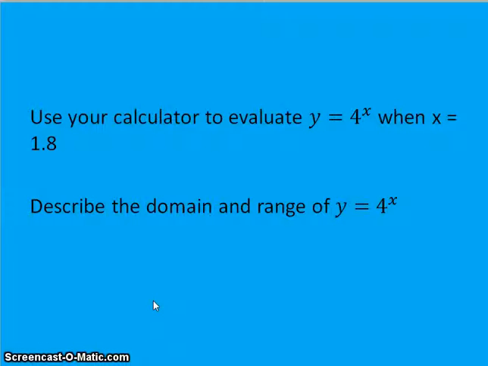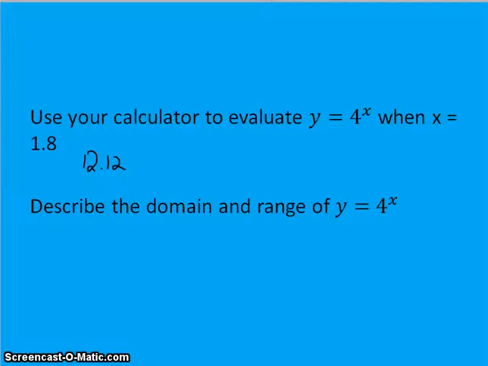So use your calculator to evaluate y equals 4 to the x when x is 1.8. 4 raised to the 1.8 is 12.12. What we can do is then go back to our previous graph and see how close that is. Go where x is 1.8 and see that it's at 12.12.